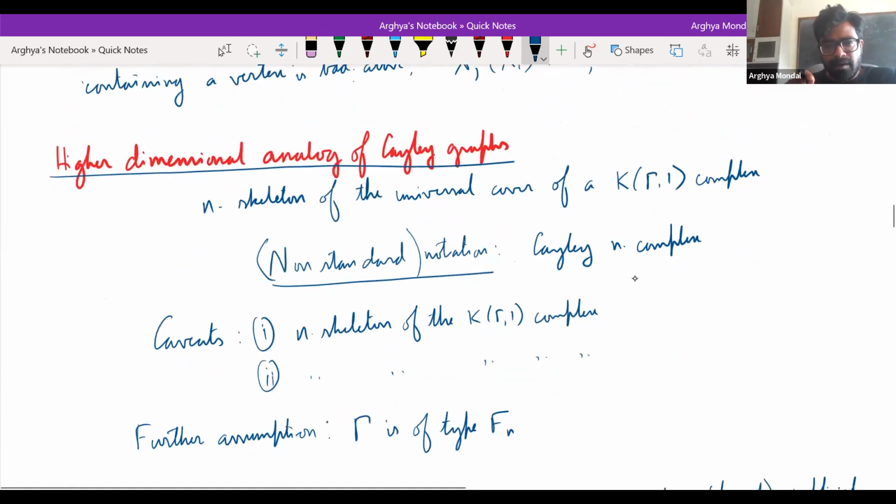Okay, so there are a few problems with this in the sense that what I want is I would like to look at finite quotients of the K(gamma, 1) complex, which will give me finite simplicial complexes. So the first problem is that the n-skeleton of the K(gamma, 1) complex need not be finite. And the other problem is that this is a priori only a CW complex, so it need not be a simplicial complex. Actually, this is not really a problem, as we will see.